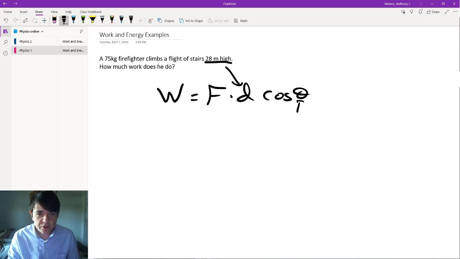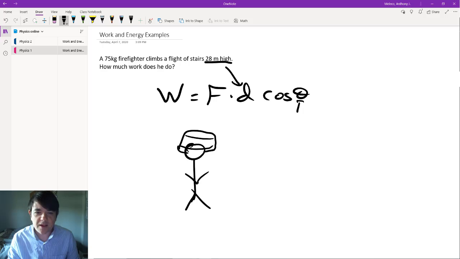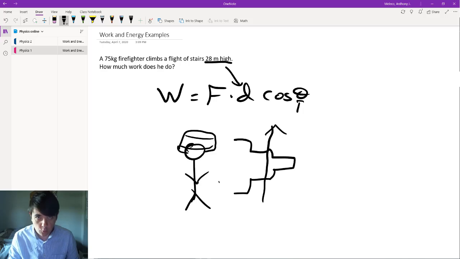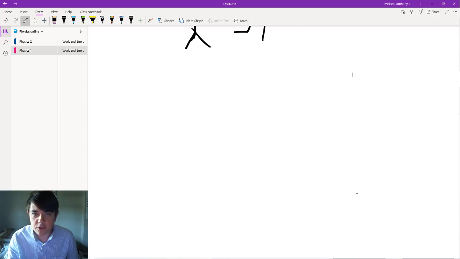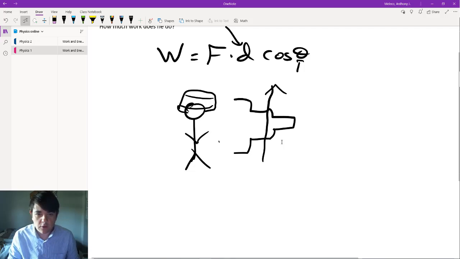So if we look at this, it doesn't really tell us anything about this guy's climb, but we have a firefighter here, and he's got his helmet. This is a really bad helmet. He's basically climbing some flight of stairs. We don't know how the stairs look, but in general he's going to be going upward. And it doesn't matter the path taken, if you guys remember from the previous lecture. It doesn't matter how he climbs.